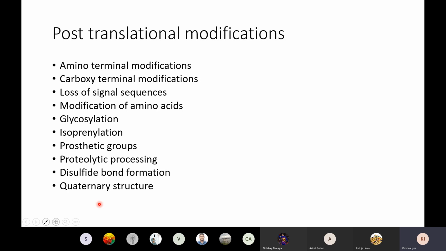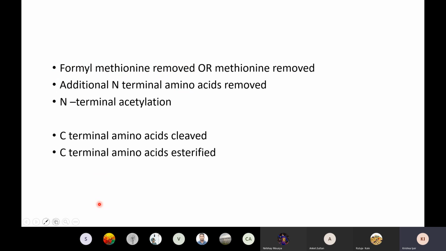Okay. Now, just to get us going, we'll begin with the first two: amino terminal modification and carboxy terminal modification. Okay. Now, if you remember, in prokaryotes, the first amino acid that is added is always formyl methionine. And in eukaryotes, it's always methionine.